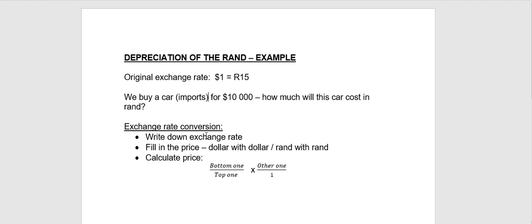Okay, this is your formula for doing an exchange rate conversion. The first thing that you're going to do is write down the exchange rate. Then we're going to fill in the price. When we do this, it is important that we put the dollars on the dollar side and the rand with the rand side, depending on what price is given. In this case, the price is given in dollars. And then if you're going to calculate the price of $10,000 and how much rand we must give to buy $10,000, this is your formula: bottom one over the top one times the other one on 1. I'm going to explain this now when I do the example.